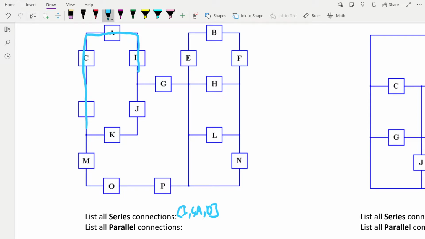And let's see if we can find another. Well, we find another one right here, right? K and J, the current has to flow through those two elements. So now I know K and J. And I see, okay, down here I have M, O, P, those three elements. And I say, okay, there's another one up here, right? Current has to flow through these three. I have E, B, F.